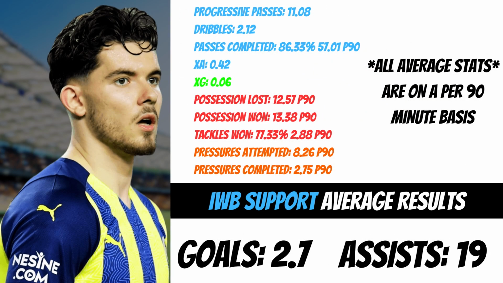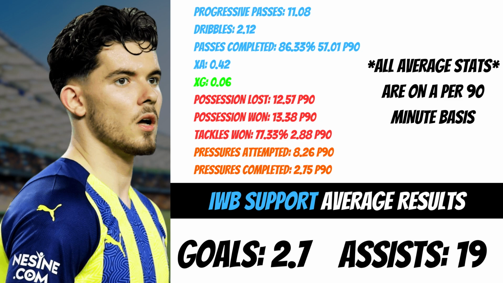But looking at the average results from the 3 tests, averaging 2.7 goals per season and 19 assists per season from the inverted wingback on support duty. So pretty good contribution wise. Now, looking at the progressive passes, dribbles, all the playmaking stats right there, he is definitely up there with the inverted wingback on attack in what Trent was able to do. xG, though, much lower than what the inverted wingback on attack duty was doing.